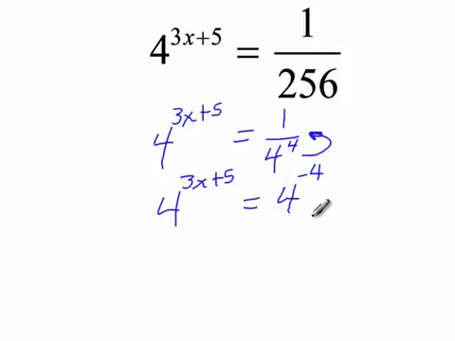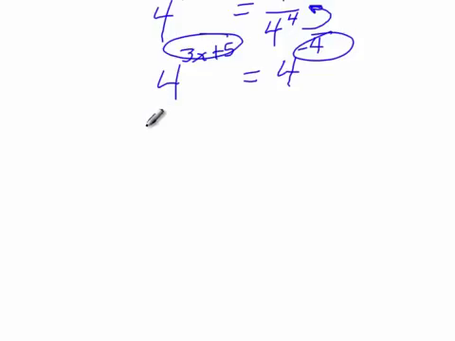Now look what we have. We have matching bases. This is 4 to the something, that's equal to 4 to the something. What should my common sense tell me? That 3x plus 5 must equal negative 4. So 3x plus 5 is going to equal negative 4. And now I'm down to a regular two-step equation.